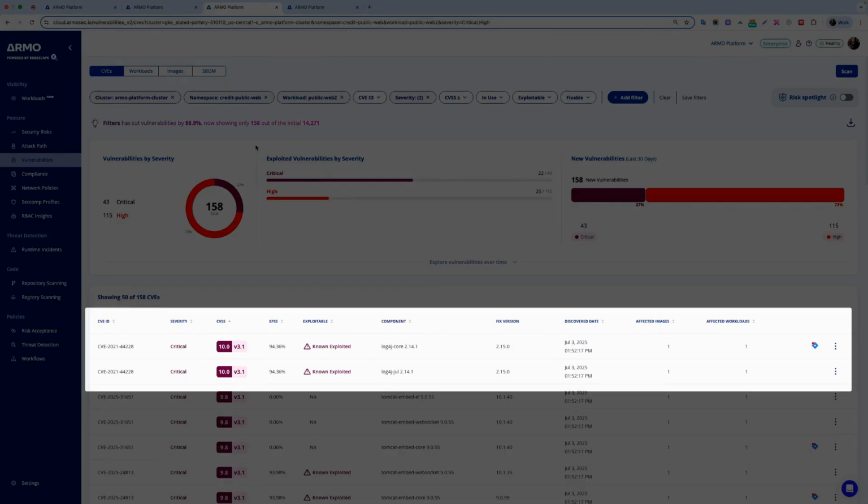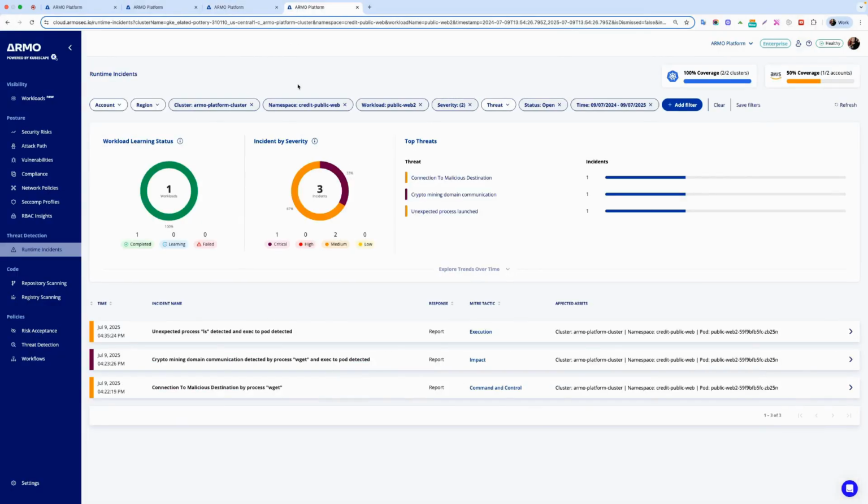Vulnerabilities. Container images may contain vulnerabilities that attackers can exploit. Understanding which workloads are vulnerable allows you to prioritize patching based on actual risk, not guesswork. Moving to runtime incidents. Some risks become visible at runtime, like container behavior, unexpectedly accessing sensitive resources, or running suspicious processes. Here we can see a few incidents related to that workload.